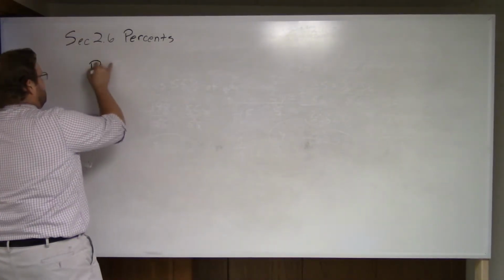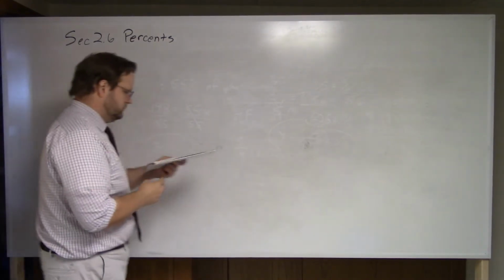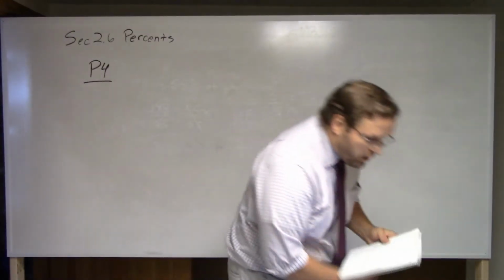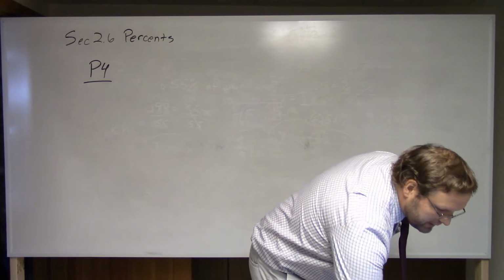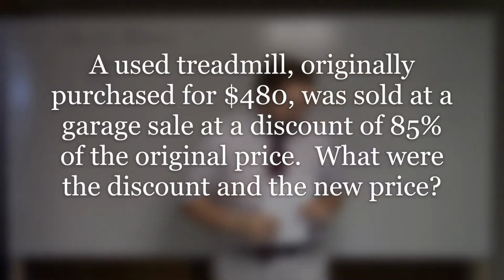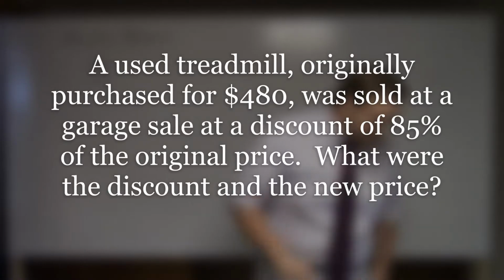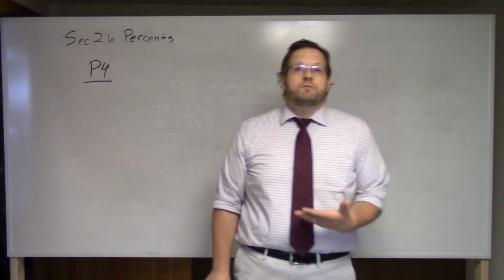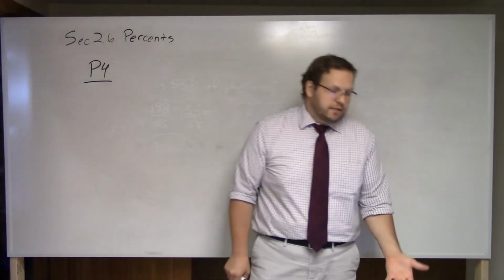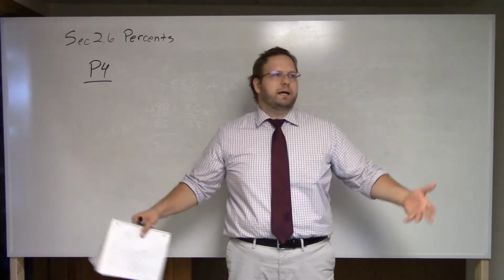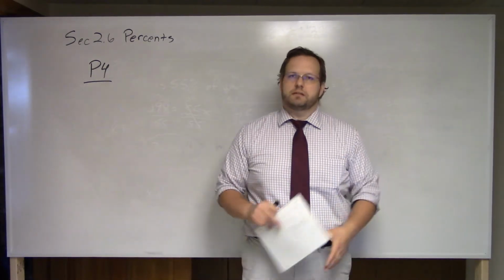So I'm going to skip to practice 4, and that is found on page 131 in the textbook. And it reads, a used treadmill originally purchased for $480 was sold at a garage sale at a discount of 85% of the original price. What were the discount and the new price? Okay, this is something we've all encountered. We're buying something on sale. In this case, it was a garage sale, but you can buy it at a store and they have a 30% off sale type of a deal.